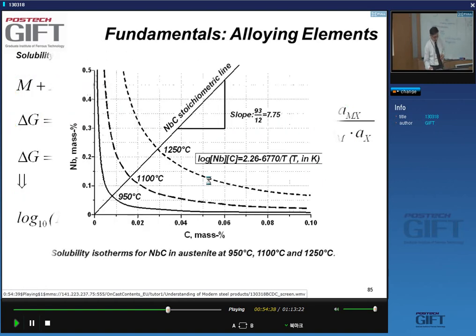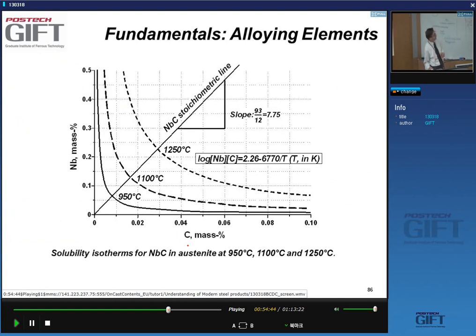Next. All right. And this is what it looks like. These solubility equations, if you want. So this is an example here for niobium carbide. Log base 10 of niobium content times carbon content is equal to 2.26 minus 6,770 divided by T, and T is in K. That's usually how you find this solubility data.